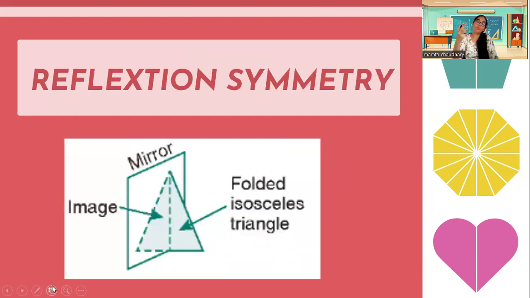Now, one more we have, that is reflection symmetry. Reflection symmetry is what? Mirror image, right? If you see the mirror image of any object, you will find that the image is the same as the object. So basically that is reflection symmetry. Here you are getting the reflection of something.